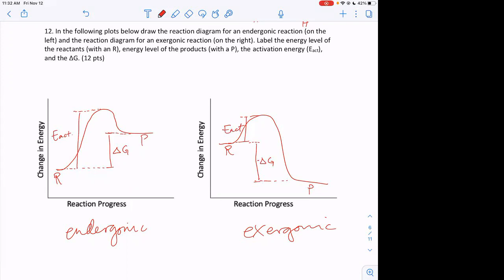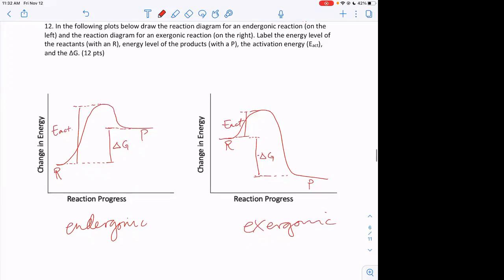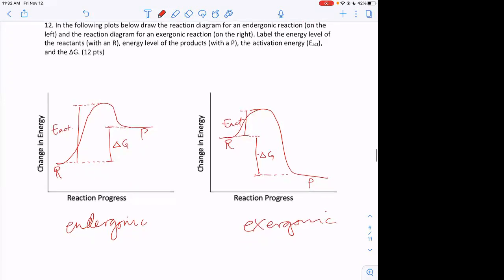And you didn't have to put negative there. You just had to put the delta G. Okay. Any questions on that? And we drew these out in lecture, so this wasn't something that I'd ask you to do that you've never done before.